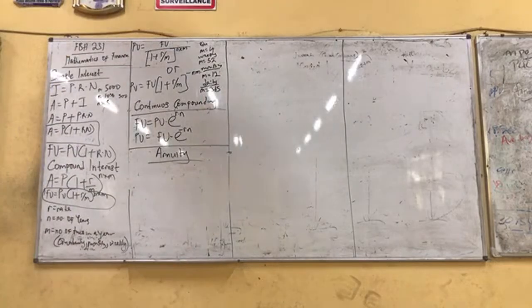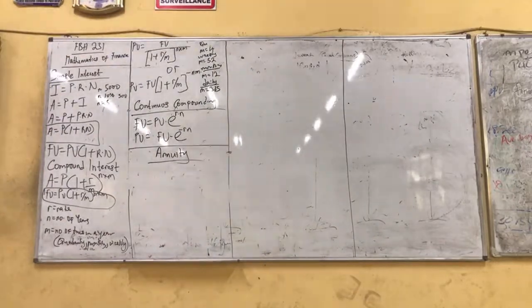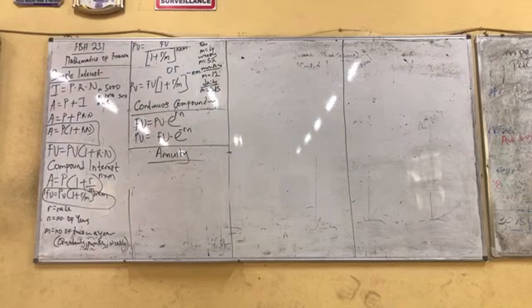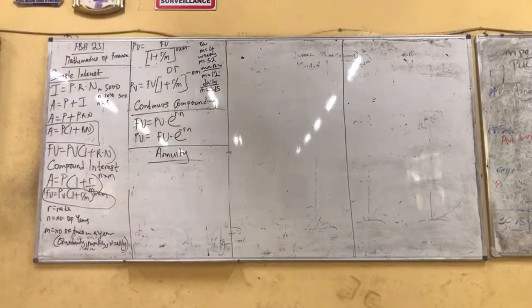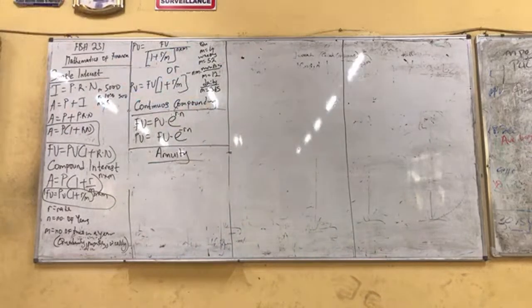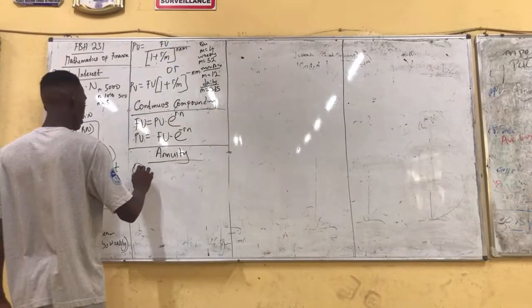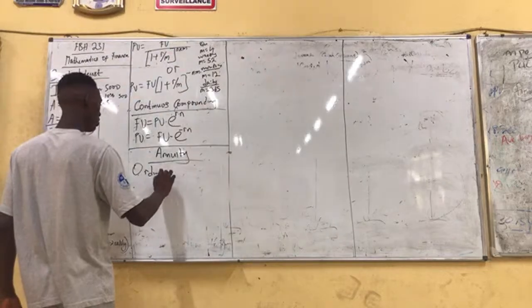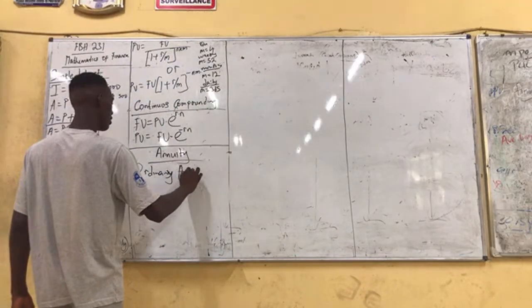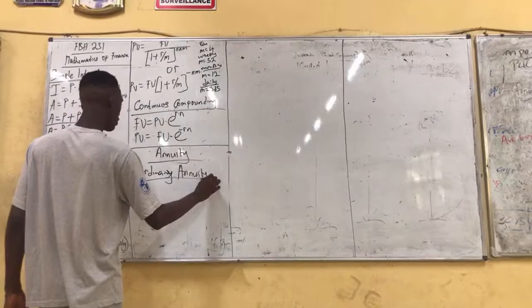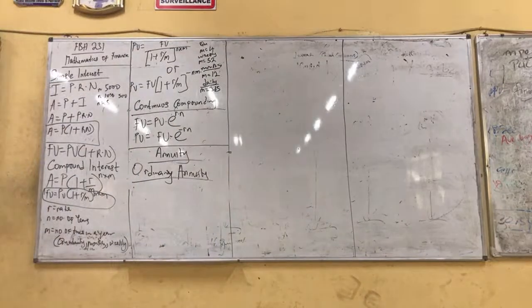Alright. So for annuity, we have different types: annuity due, perpetual annuity, and ordinary annuity. But I'll be focusing on two for now, which are ordinary annuity and annuity due. Ordinary annuity is the annuity in which you make payments at the end of the period. So what do I mean by that? Ordinary annuity: you make payments at the end of the period.